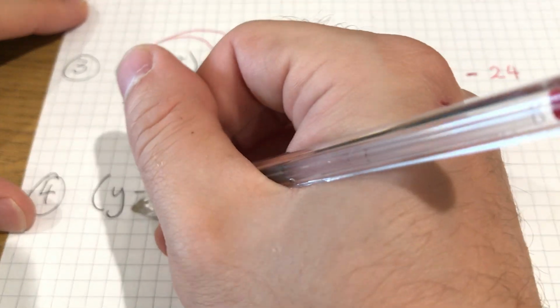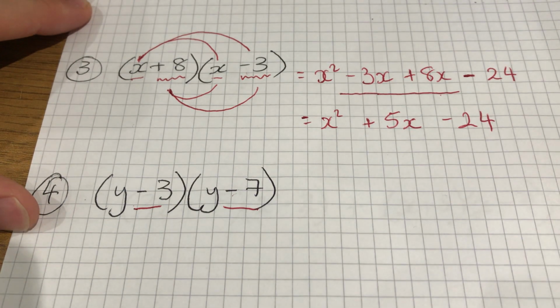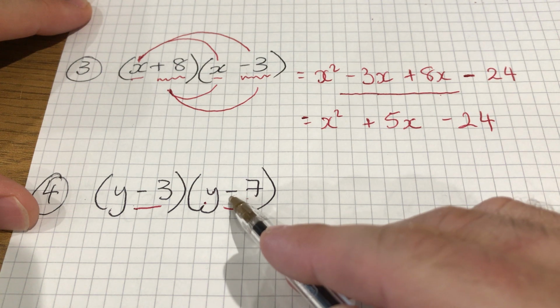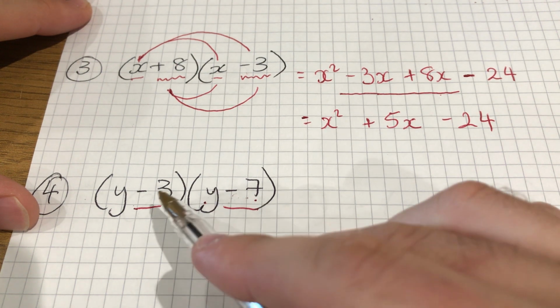The next one, underline these straight away to remind me. That 3 is negative, that 7. This y is not negative. The negative is on the right there, so it belongs to the 7. Okay?